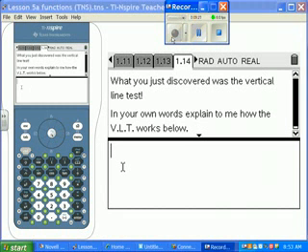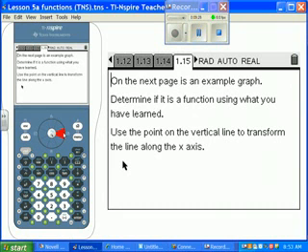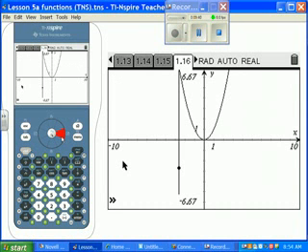Okay, so we talked about the vertical line test. We talked about different ways we can view these functions. Let's actually look at an example of this. All right, so the next page we have a graph. We're going to determine if it's a function by using what you've learned. Use the point on the vertical line to transform the line along the x-axis. So go to the next page. You see my point here?